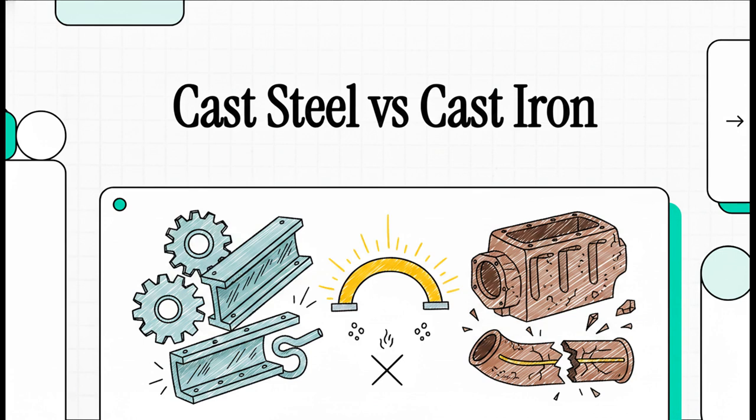But treating them the same? That is a fast track to failed joints, ruined parts, and catastrophic cracking. So we're going to arm you with the hard metallurgical facts so you know exactly what you're dealing with the next time you strike an arc.